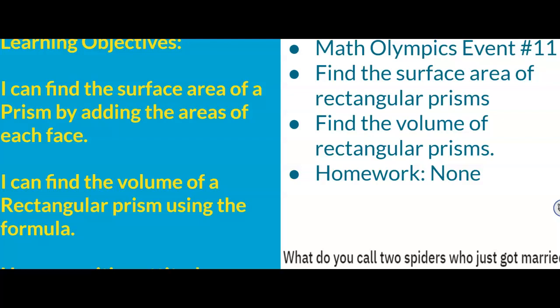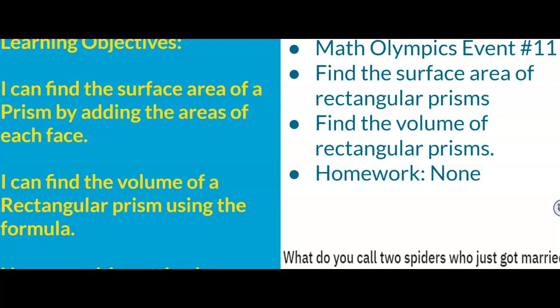Even though it's not easy, because finding surface area is difficult, we're simplifying it down to just one shape, rectangular prisms. Then we are going to be able to find the volume of rectangular prisms using a formula we'll find out here shortly.